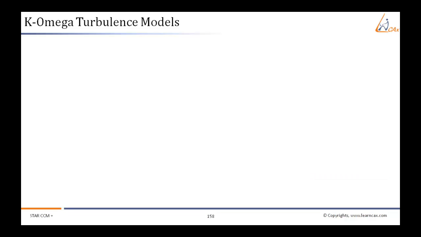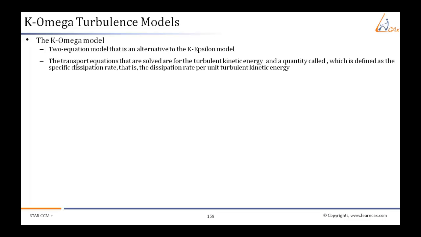Now we see the K-omega model. The K-omega model is a two-equation model that is an alternative to the K-epsilon model. The transport equations that are solved are for the turbulent kinetic energy and a quantity called omega, which is defined as the specific dissipation rate, that is, the dissipation rate per unit turbulent kinetic energy.